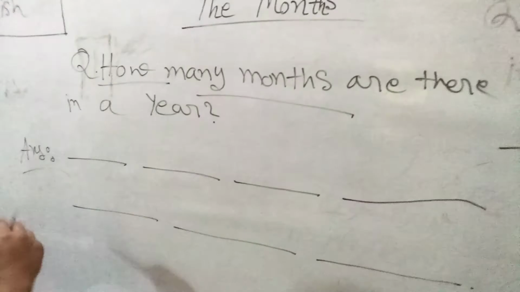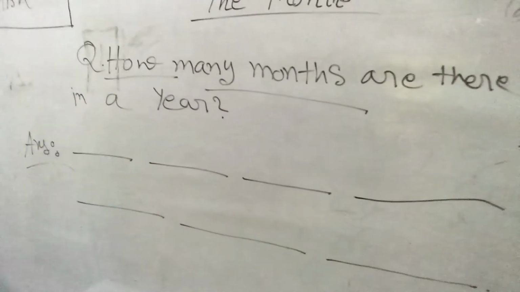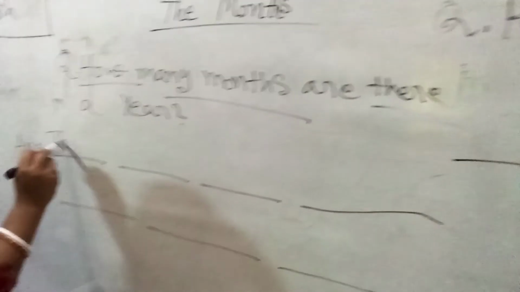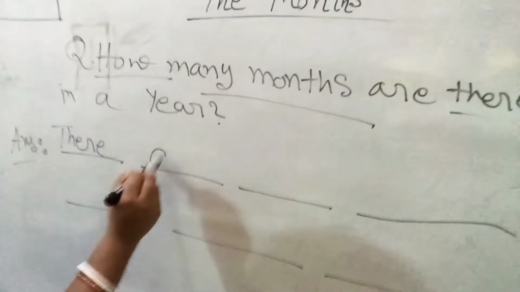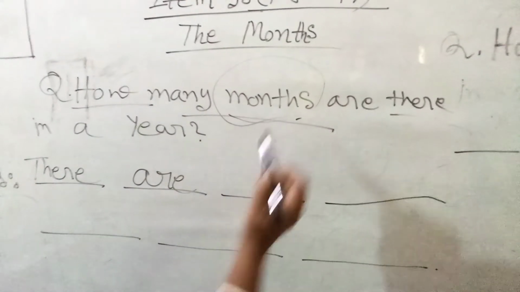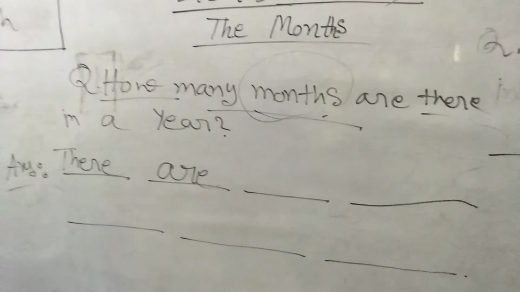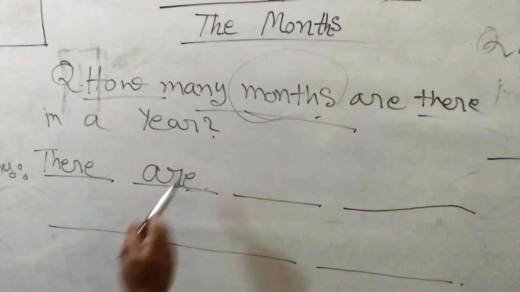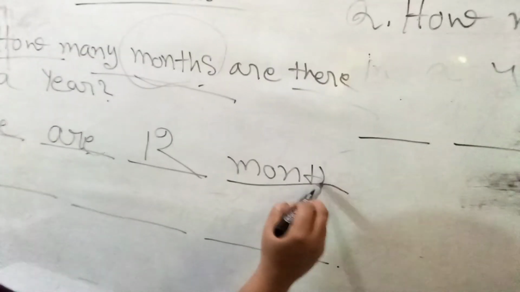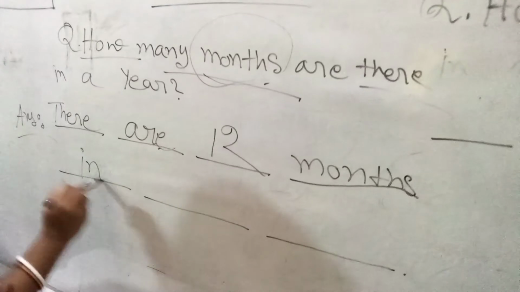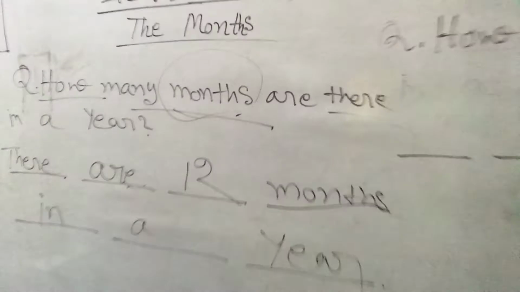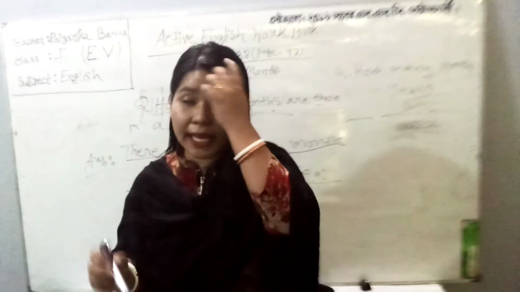If it is about how, then we will start with there. Then the auxiliary verb: there are. Why is it are? Because, see, months, there are so many months, it is about plural number, that's why I have put are here. There are how many months? 12 months in a year. Okay, so see, in this way you have to put the answer.